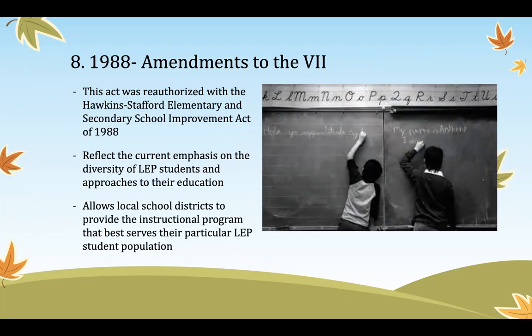another amendment to Title VII of the Bilingual Education Act. This act was reauthorized with the Hawkins-Stafford Elementary and Secondary School Improvement Act of 1988. It reflected the current emphasis on the diversity of LEP students and approaches to their education, and it allows local school districts to provide the instructional program that best serves their particular LEP student population. So this is allowing them to be able to help students in a way that's going to help them instead of just broadening it. It's helping them go into their specialty classrooms that's going to help them excel.